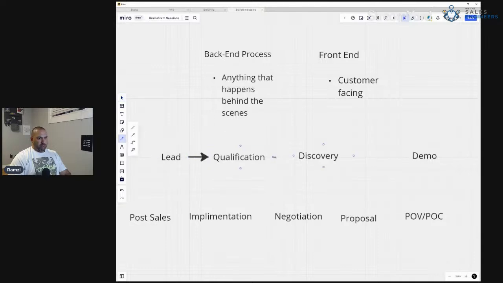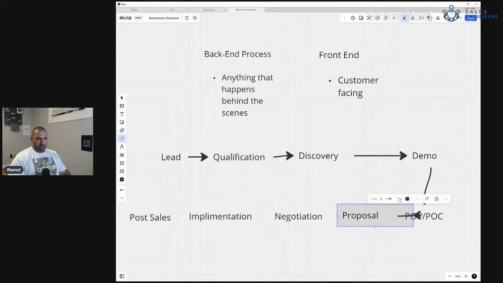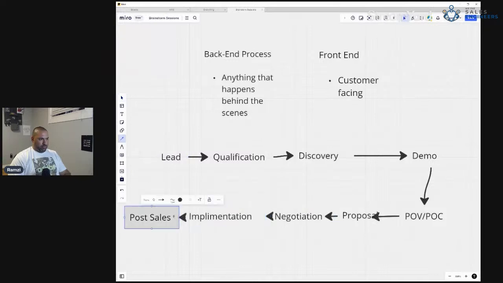Let's just be fancy and draw some arrows. And now, most of this is customer facing, as you can see. Right? But there's a lot of things that happen that are not written here, and that's the part I want to talk about today as well. And then post sales. So that's good. Any ideas? Let's talk about the leads.